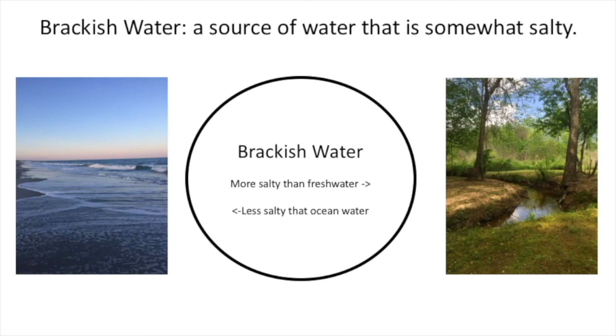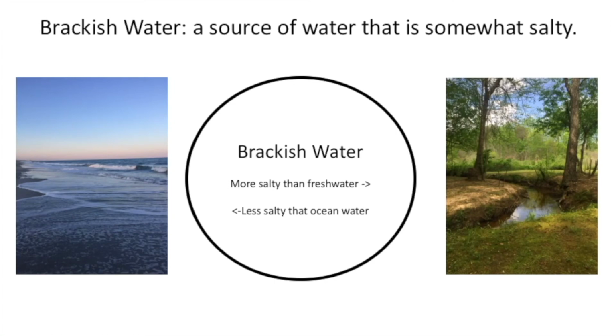I have an image of a South Carolina beach at sunset on the left-hand side to represent our ocean water, and on the right-hand side I have a small freshwater creek from North Carolina. And in between that is a circle that represents the brackish water that is a mix of both salt water, like the ocean, and fresh water, like the creek. Think about where the mouth of a freshwater river meets the saltwater ocean. Where that water mixes is known as brackish water.